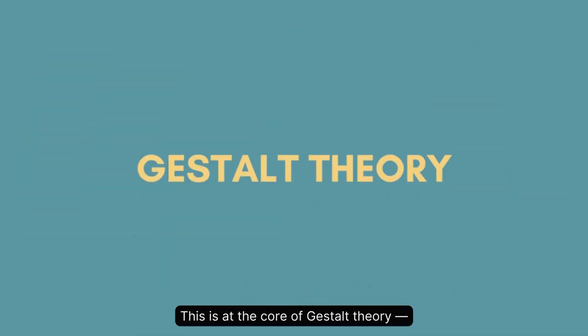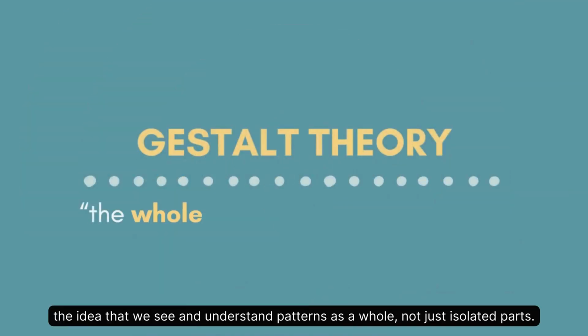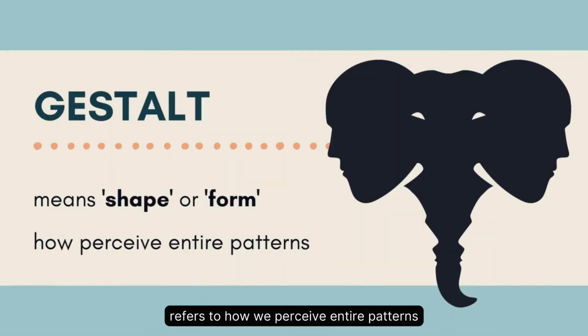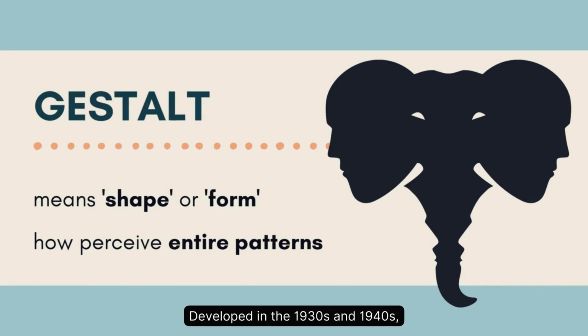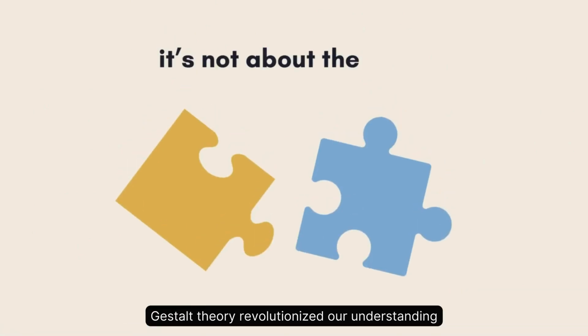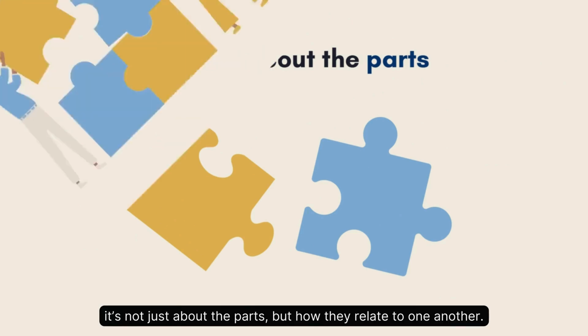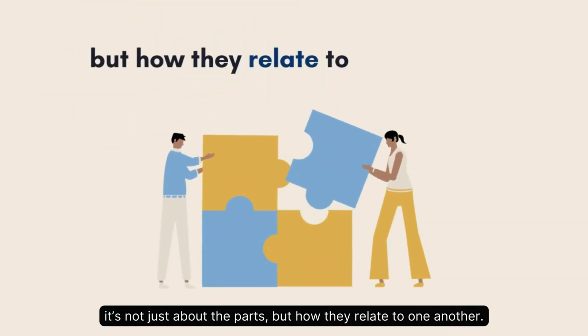This is the core of Gestalt theory, the idea that we see and understand patterns as a whole, not just isolated parts. Gestalt, a German word meaning shape or form, refers to how we perceive entire patterns. Developed in the 1930s and 1940s, Gestalt theory revolutionized our understanding of how we interpret our environment. It's not just about the parts, but how they relate to one another.